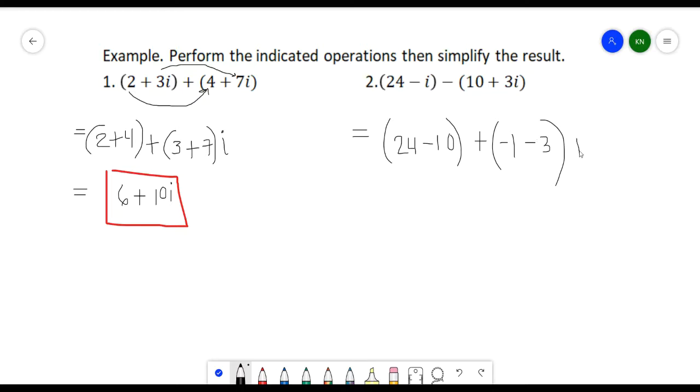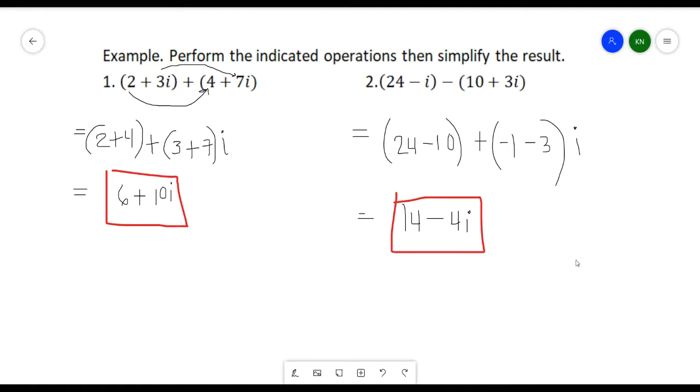So we also have our i, or the imaginary unit. 24 minus 10 is equivalent to 14. And then negative 1 minus 3 is negative 4. So we have negative 4 and then the imaginary unit, which is our i. So this is now our final answer.